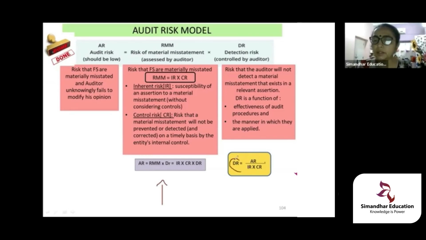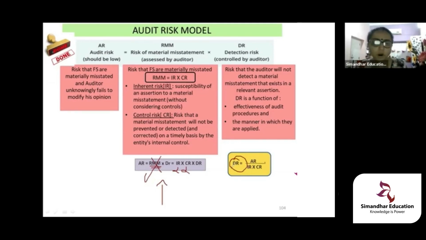Detection risk only is in the auditor's hands. Inherent risk, he can't do anything, and control risk also he can't do anything. So total ROM is not in his hands. He can't do anything about ROM. ROM is inherent risk into control risk, which is not in his hands. He can't do anything about it. He can only manipulate the detection risk.